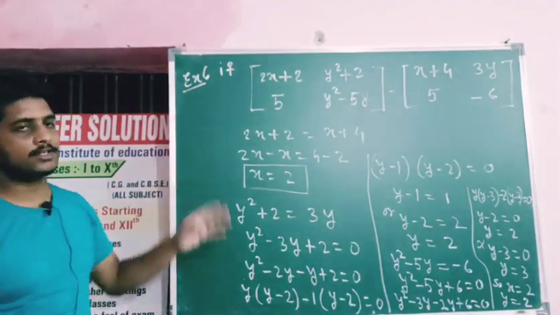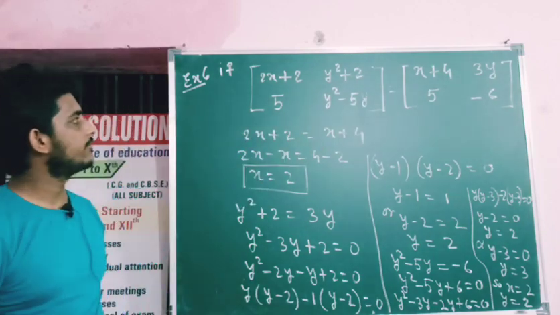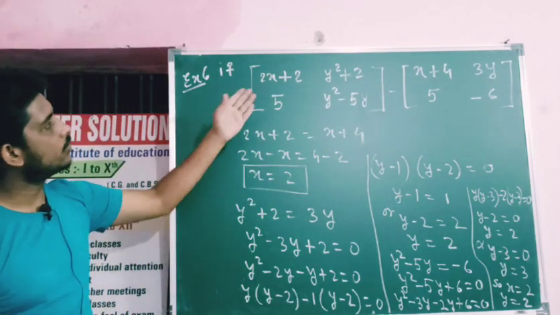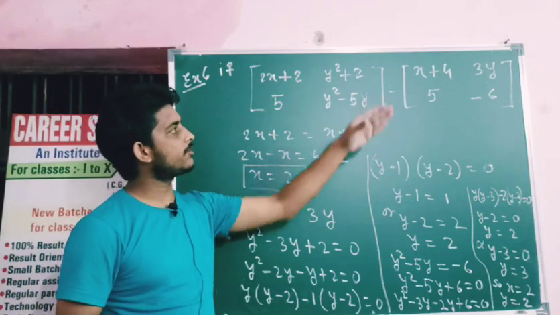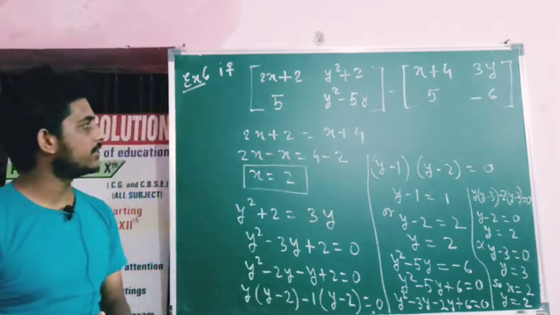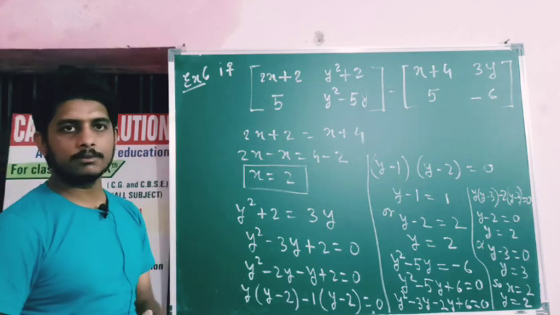Okay, so this is the last question of today's class. Again there are two matrices which are equal. 2x plus 2, y square plus 2, 5, y square minus 5y is equal to x plus 4, 3y, 5 and minus 6. Again, if they are equal, then the corresponding elements will be equal.